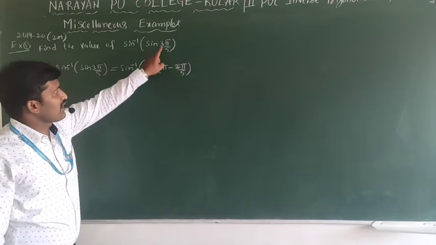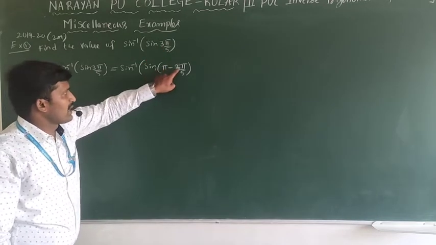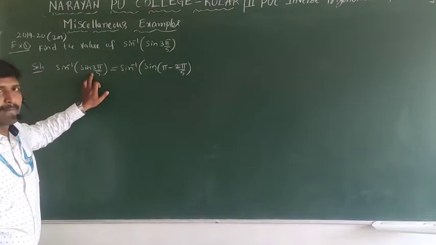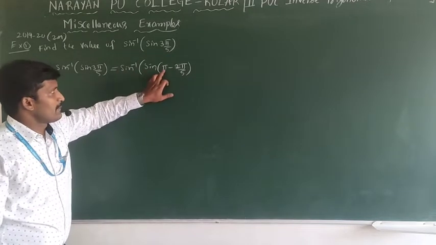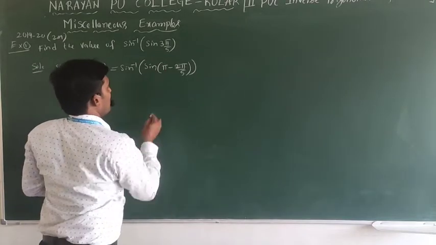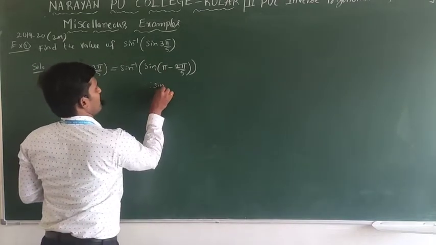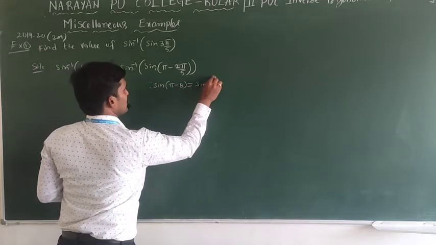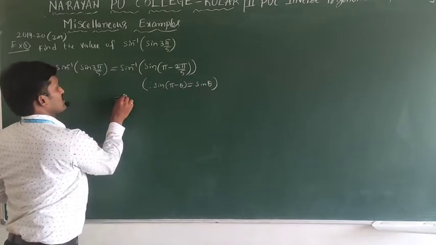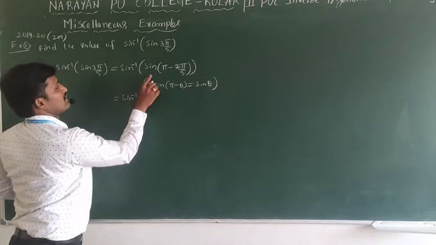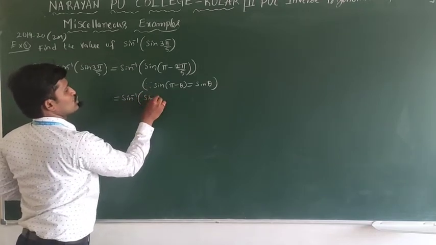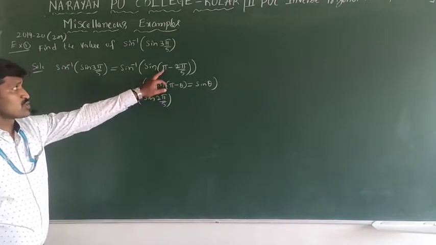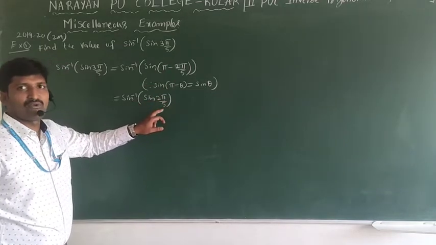Simplify this angle again, you have to get the same. 5 pi minus 2 pi, again 3 pi by 5. I am splitting this angle like this, pi minus 2 pi by 5. Now we already know sine of pi minus theta is sine theta only. So we have sine inverse of sine pi minus 2 pi by 5, so pi minus 2 pi by 5, you get 2 pi by 5.